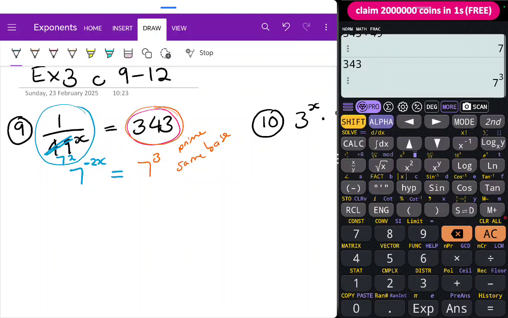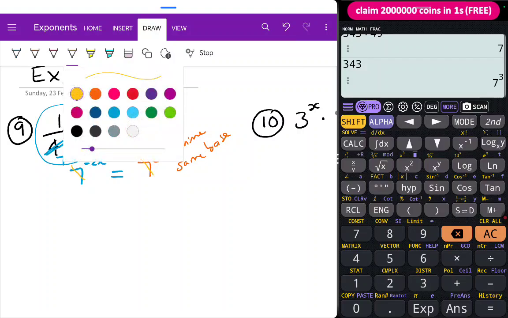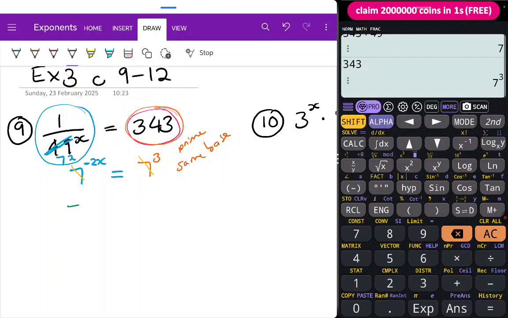So what do I have right now? I have the same base. I can drop my bases and I keep my exponents. So my exponents over here: negative 2x is equal to 3. Awesome. Now I can solve for x. I'm going to get rid of this minus 2, so I divide by minus 2 on both sides. That cancels with that, and I have x is equal to negative 3 over 2. That is question number 9.